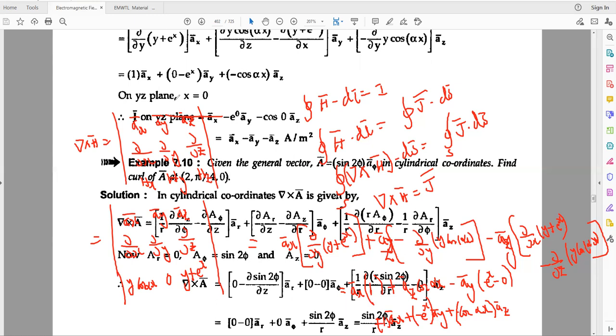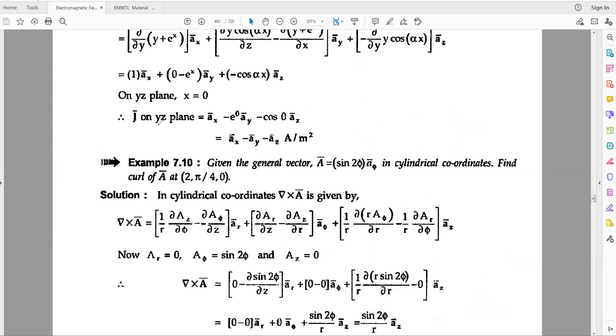On the YZ plane, x is equal to 0. The J bar on the YZ plane is AX bar minus e power 0, because x is equal to 0 and e power 0 value is 1, so minus AY bar, and cos 0 degrees value is 1, so minus AZ bar. So J bar is AX bar minus AY bar minus AZ bar ampere per meter square. Got it?